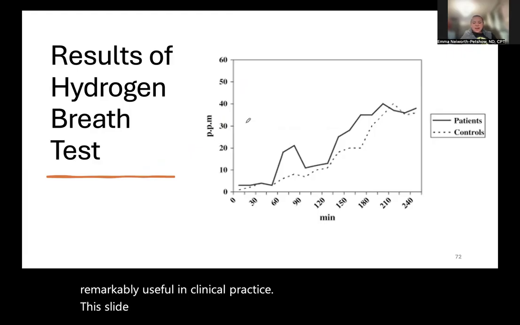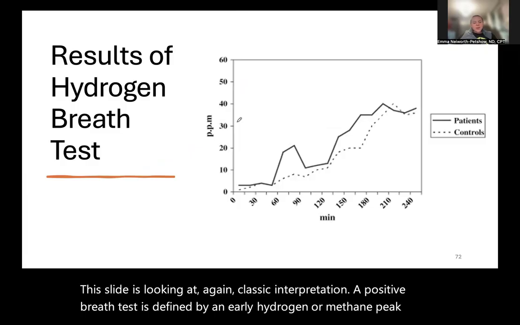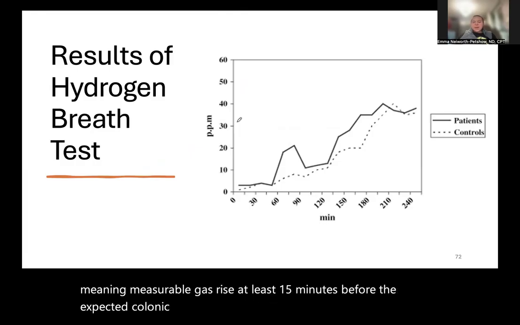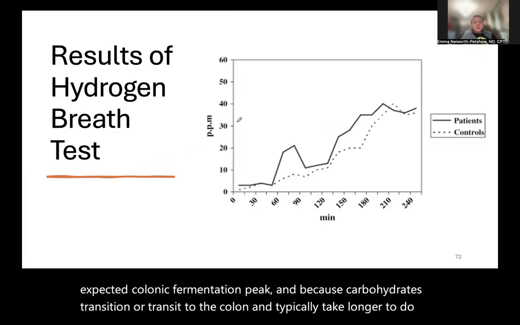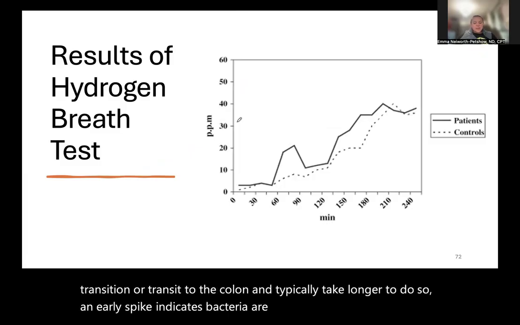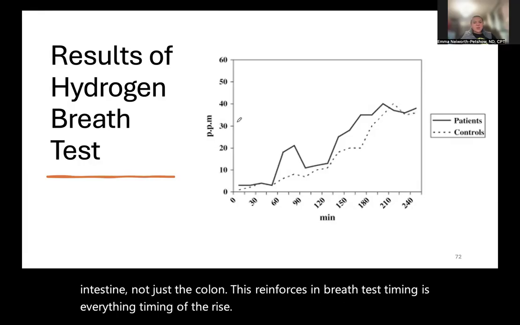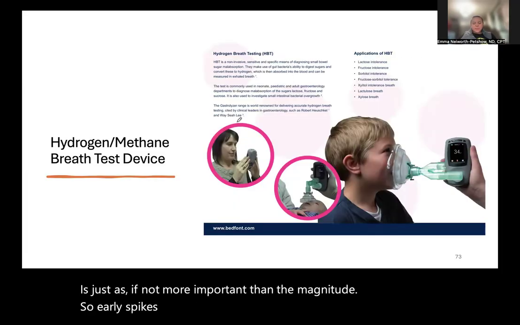This slide is looking at, again, classic interpretation. A positive breath test is defined by an early hydrogen or methane peak, meaning a measurable gas rise at least 15 minutes before the expected colonic fermentation peak. And because carbohydrates transit to the colon and typically take longer to do so, an early spike indicates bacteria are fermenting in the small intestine, not just the colon. This reinforces that in breath tests, timing is everything. Timing of the rise is just as, if not more, important than the magnitude. So early spikes, again, is what we're looking for.